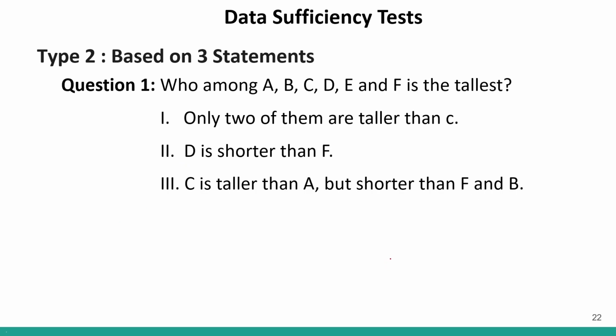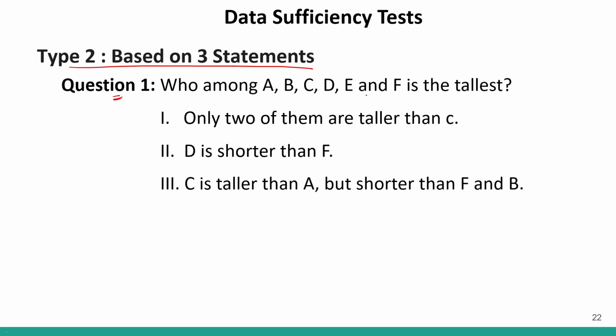Now, question number 1 of type 2, that is based on 3 statements. It says we have to find out who amongst A, B, C, D, E and F is the tallest. So 6 people are given to us. We have to find out who is the tallest.